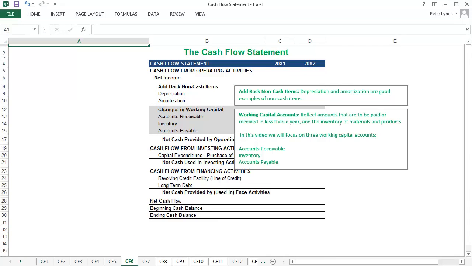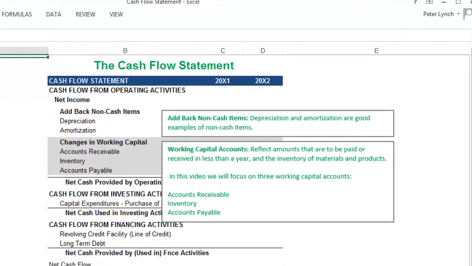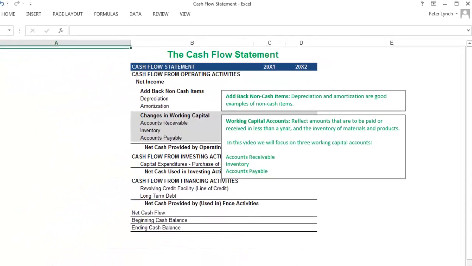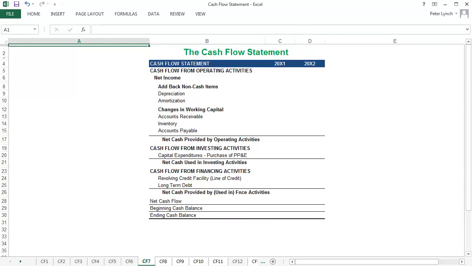Next, we will make adjustments for changes in working capital. And to provide a brief description of working capital accounts, these reflect amounts that are to be paid or received in less than a year, and the inventory of materials and products. In this video, we will be focusing on three working capital accounts: accounts receivable, inventory, and accounts payable. Under cash flow from investing activities, you will find capital expenditures. Capital expenditures include the purchase of long-term assets or property, plant, and equipment.